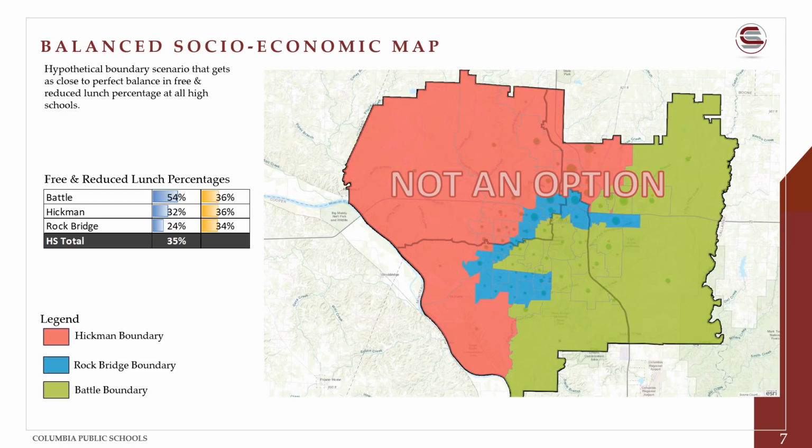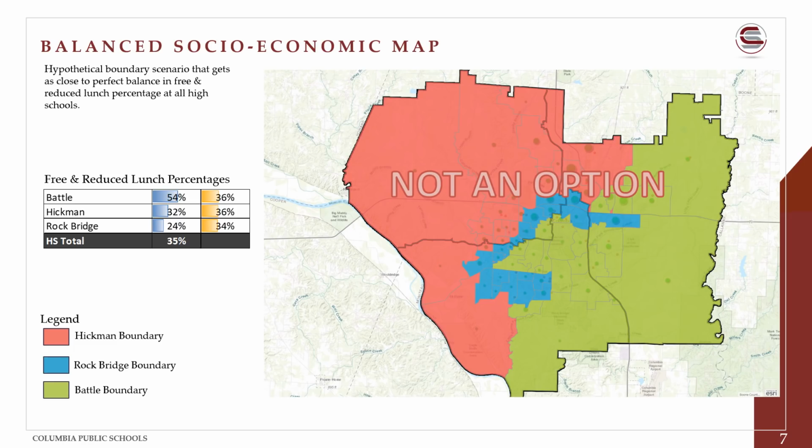The topic that came up a lot in the focus groups was, hey, we'd like to see an option that shows perfect socioeconomic balance between all of the high schools. And so that's what this map shows. Right now, based on our current boundaries, which are shown in the thick, dark black outlines here, we're at 54% free and reduced at Battle, 32 at Hickman, and 24 at Rockbridge. Our overall average is 35%.